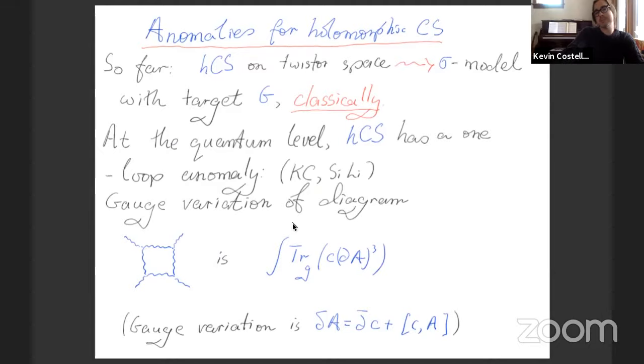Okay, so we can ask, but classically, seeing that holomorphic Chern-Simons theory in twistor space gives you a single model with target G. So let's turn to Davide's question, which is, does this work for every G at the quantum level? But it turns out no. So at the quantum level, holomorphic Chern-Simons has a one-loop gauge anomaly.